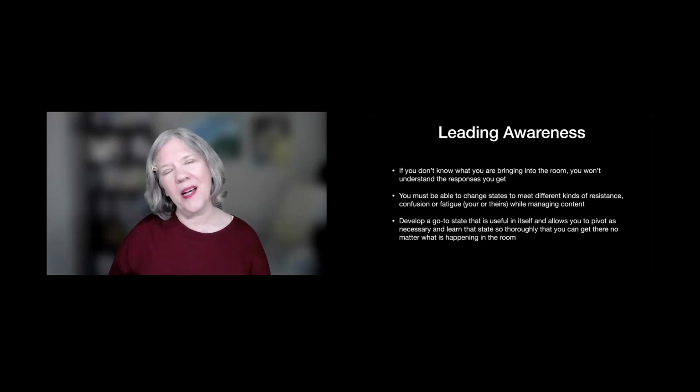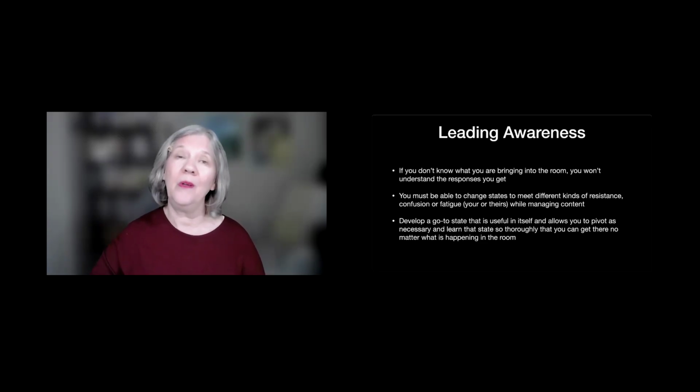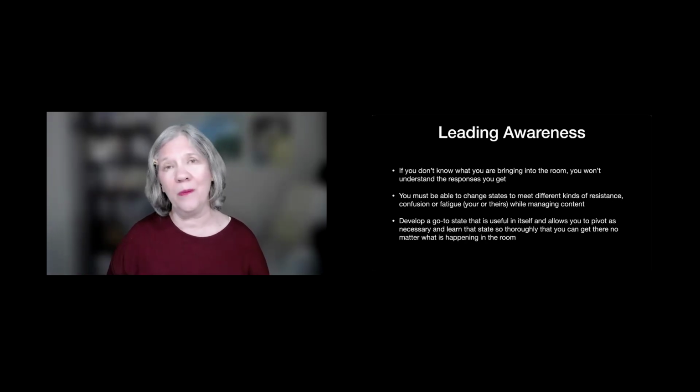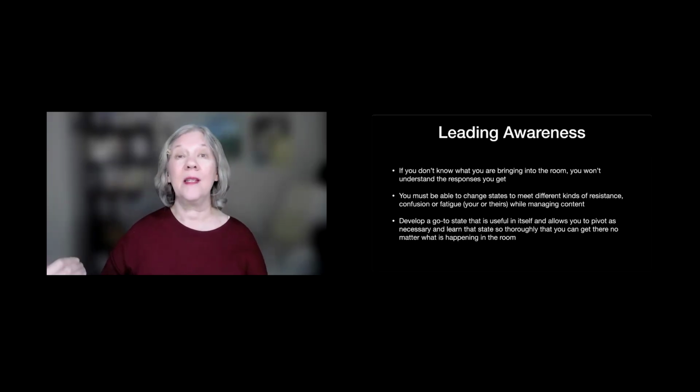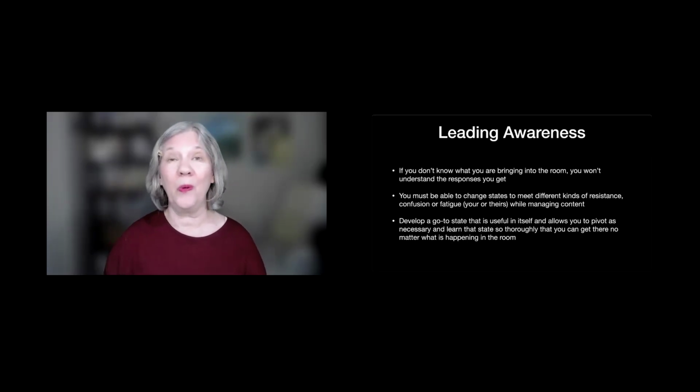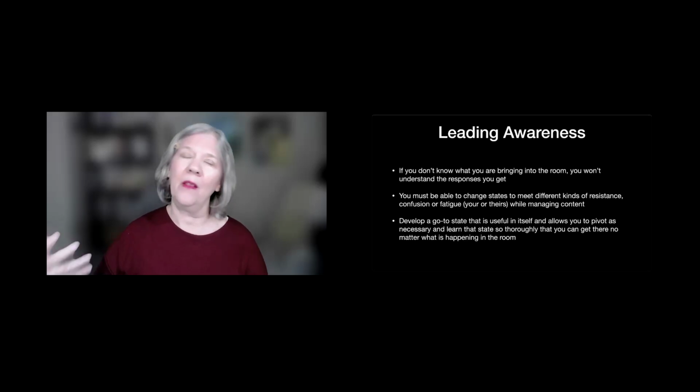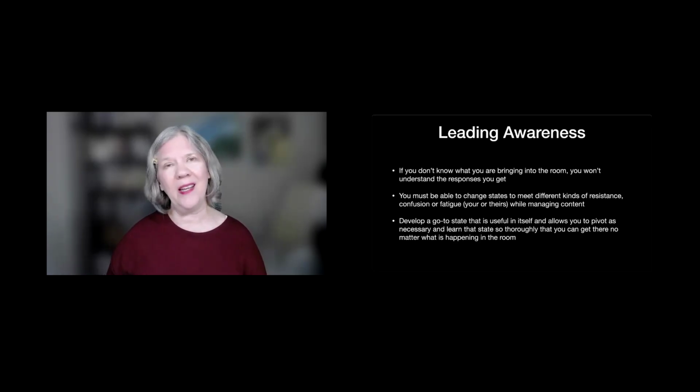When you notice those kinds of states that aren't supporting learning coming into your room, you need to hold a state you can get to from there. Now, you cannot always get to your peak performance state from the state that you find in your room. So you need to find a more neutral state. It has to have some energy in it because you need to hold the room, and it has to have some grounding in it. And the one that I like to teach is relaxed and ready.